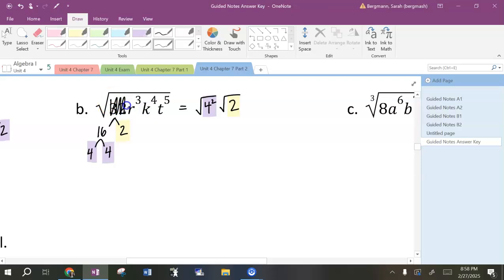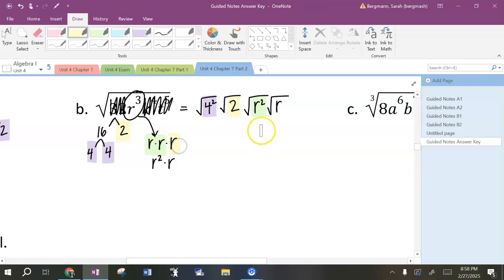Now let's take a look at my r cubed. We know that r cubed really means r times r times r. So are there any matching factors? Yes, r and r are matching factors. So you could write that as r squared times r. So I'm going to write that as r squared times r. Go ahead and put that extra r in yellow also because it doesn't have a match.